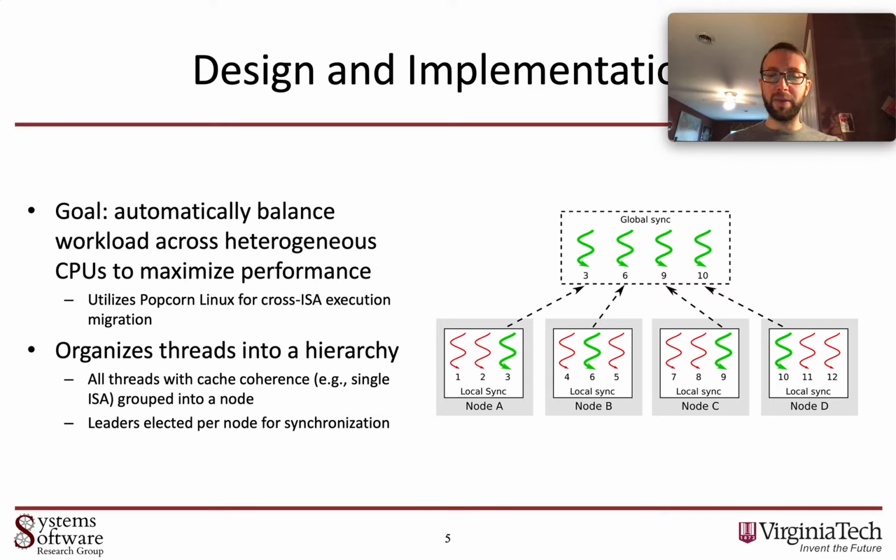libhetmp organizes threads into a hierarchy. It considers threads as part of a node in which all of the cores of that node are cache coherent, roughly equivalent to all of the cores that have the same instruction set architecture. libhetmp uses this node structure to create a thread hierarchy and uses that to reduce the amount of global communication across nodes. In particular, it's used for synchronization and work distribution.